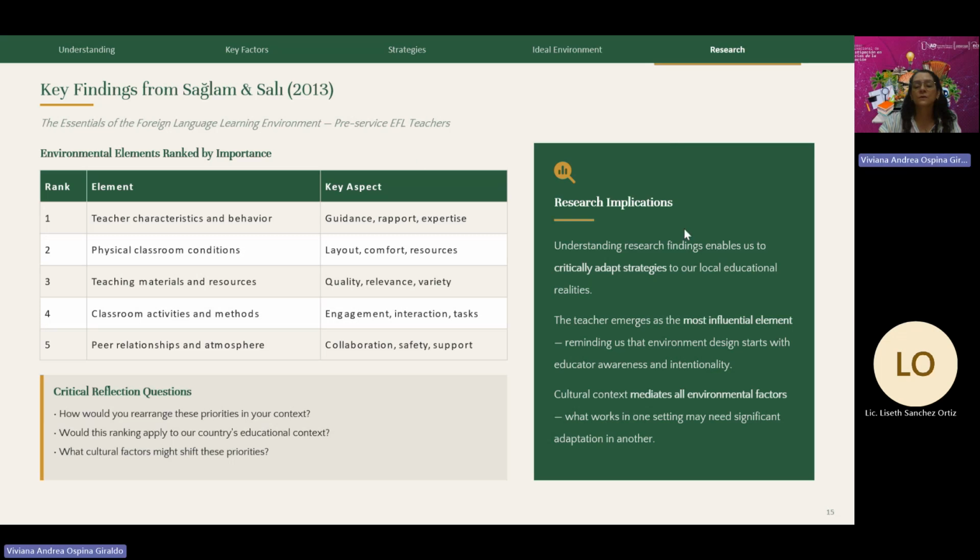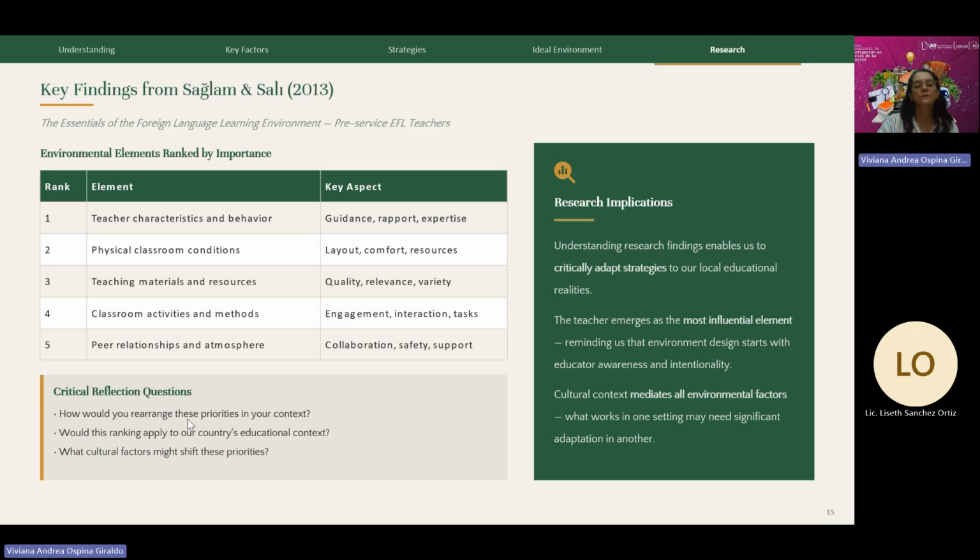So this research has some implications with it. The teacher emerges from this research as the most influential element. This reminds us of the importance of our role, the importance of assuming the role correctly. And also it's important to consider that the cultural context will mediate all these environmental factors that help the learning happen. And I leave you with these questions right here.